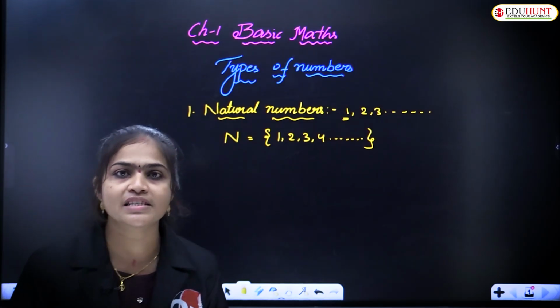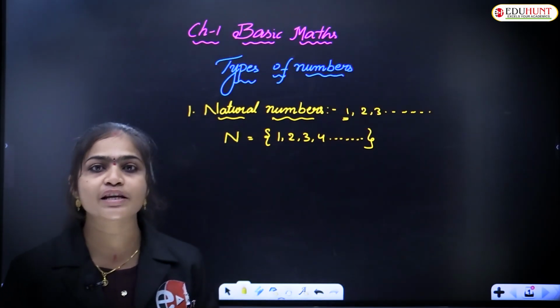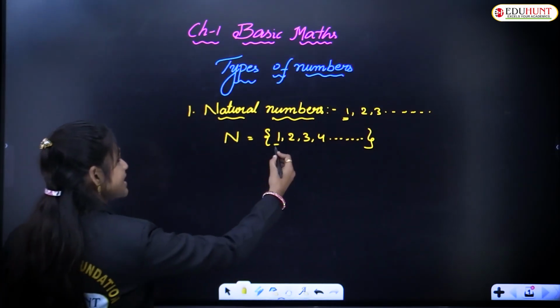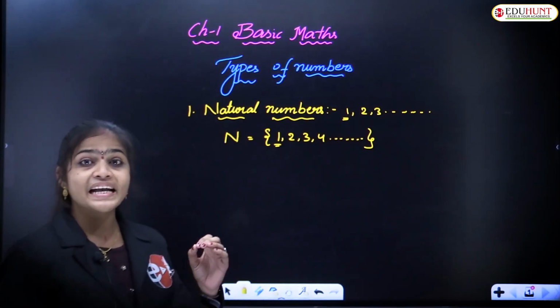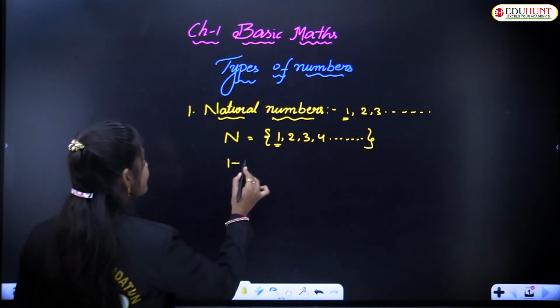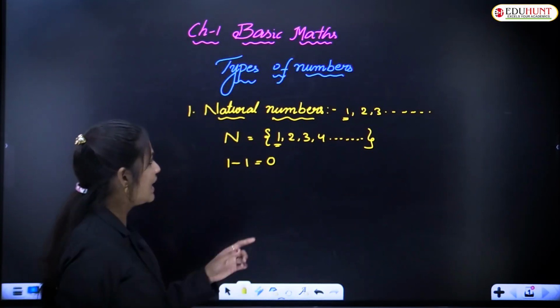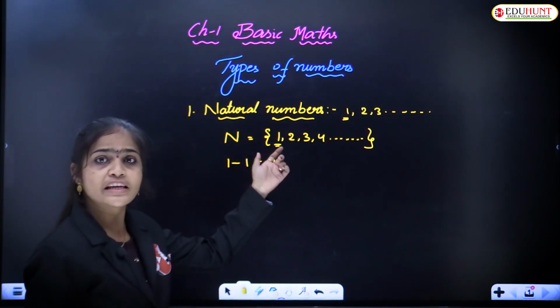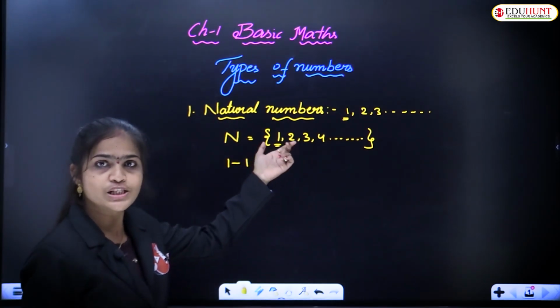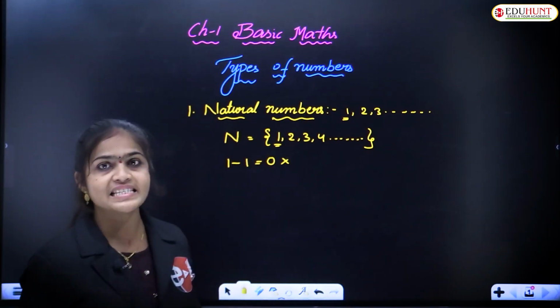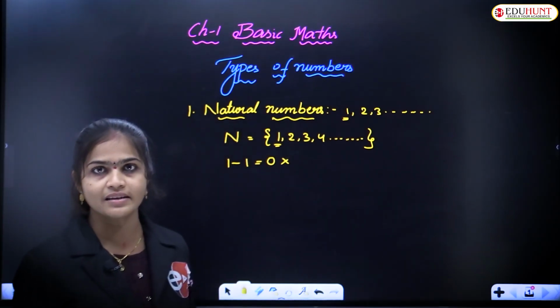Okay, which number is not having a predecessor in natural numbers? Yes, of course, that is 1 only. Why? Because the predecessor means minus 1. So 1 minus 1 is 0, we know that. Is that 0 there in the set of natural numbers? No. Why? Because 0 is a whole number, 0 is not a natural number. So that's why 1 is not having a predecessor in natural numbers.